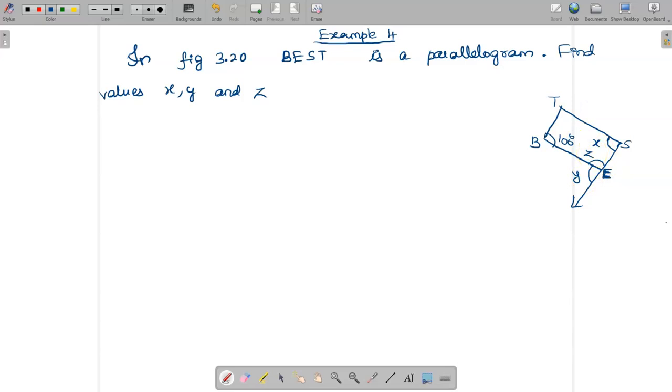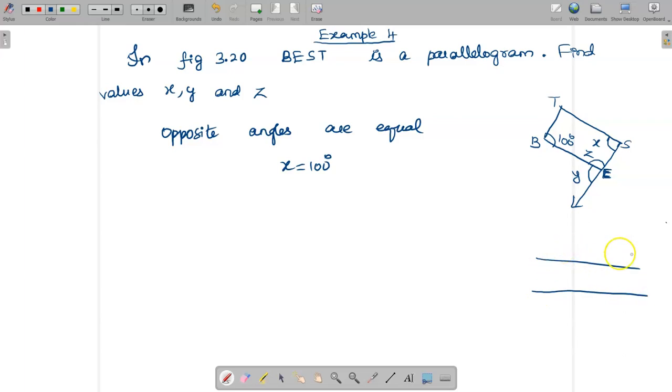First of all, we know the property that opposite angles are equal. So with that property, I can easily find out the value of x. Opposite angles are equal, so I can write that x is equal to 100 degrees. And then I need to find out y and z. For that we have a concept: when we have two parallel lines, here ST and BE are the two parallel lines, and it is intersected by a transversal line, so this is the transversal line.